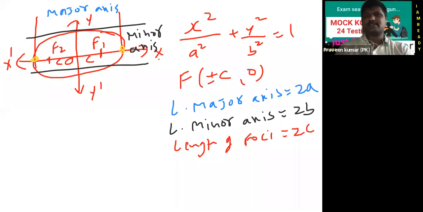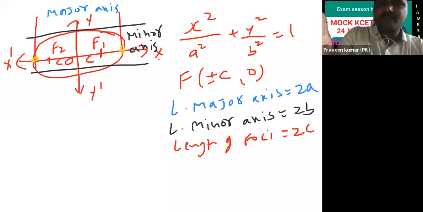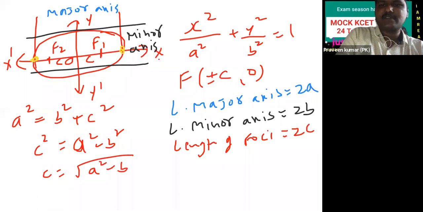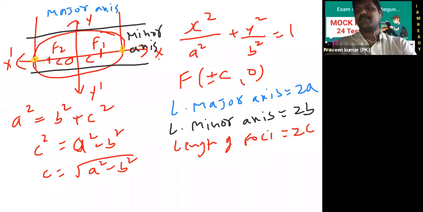Write all these formulas. And we have one more formula, I can write that also. A square is equal to b square plus c square. From this, c square equals a square minus b square. C is equal to root of a square minus b square. This is the formula for finding c.